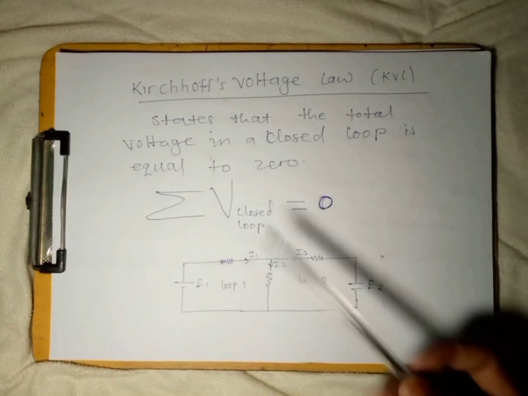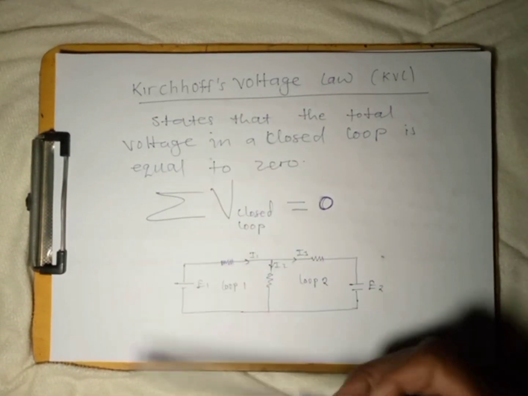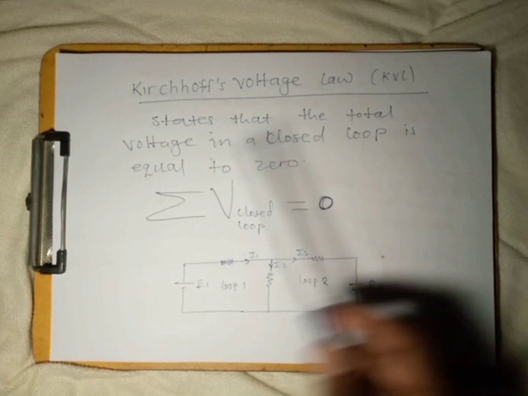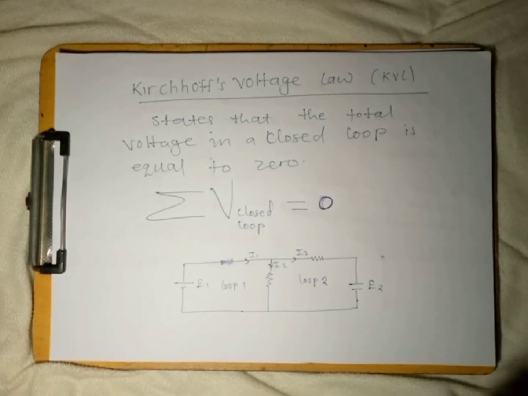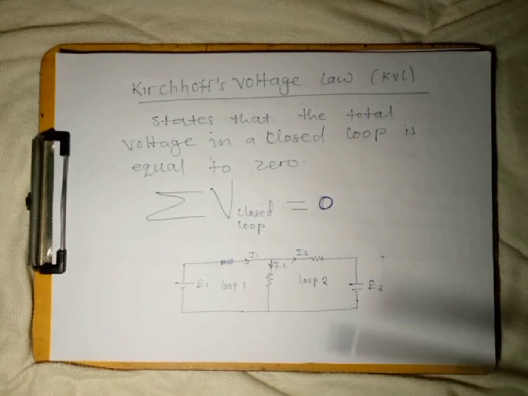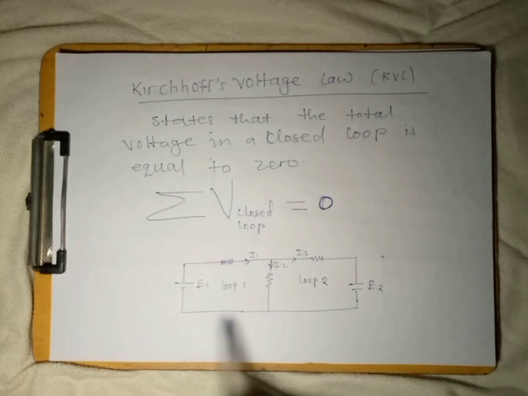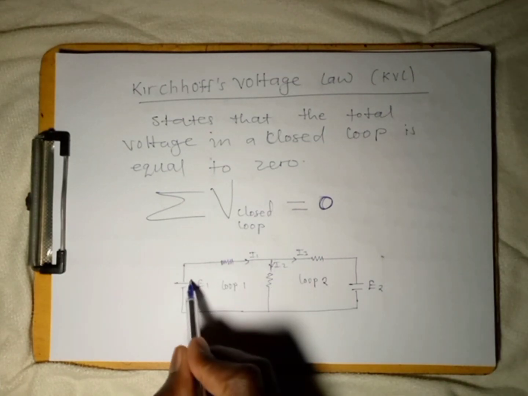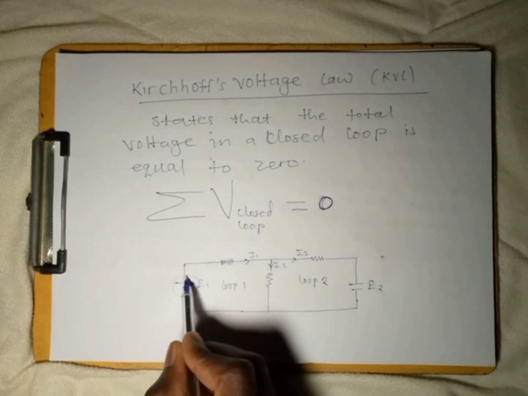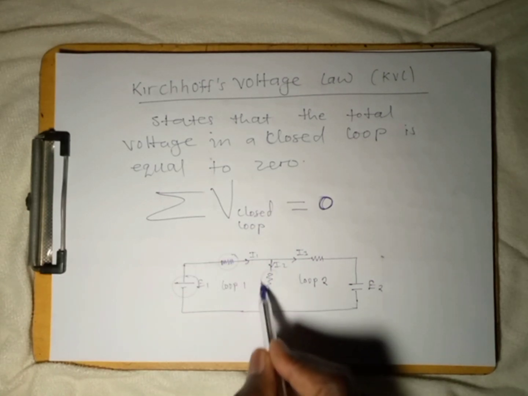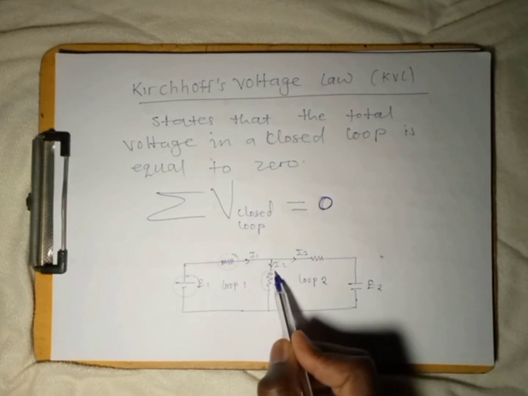Okay, so if you want to state what Kirchhoff's voltage law is, it states that the total voltage in a closed loop has to be always equal to 0. What does it mean? This simply means if you pick this to be your first loop, you will understand that here we are going to have a voltage, on this we are going to have a voltage, and on that we are going to have a voltage across it.